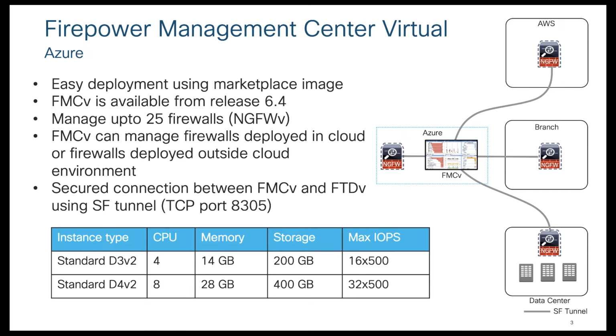Now let's look at the standard D3 and D4 instances. I've added this information for your reference, where it'll give you more information about CPU, memory, storage, and IOPS as well. So if you look at D4, which is our bigger instance and suggested for deployment where you need a lot of eventing, it has 8 vCPUs, 28 gigs of RAM, and 400 gigs of storage. And if you look at IOPS, it is 32 into 500 IOPS.